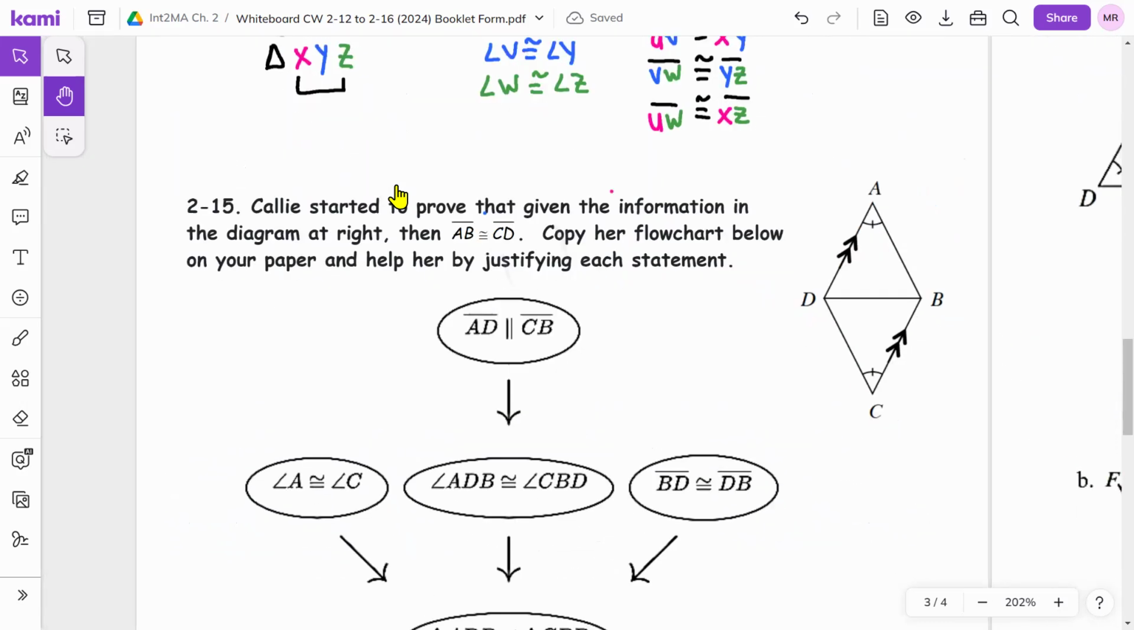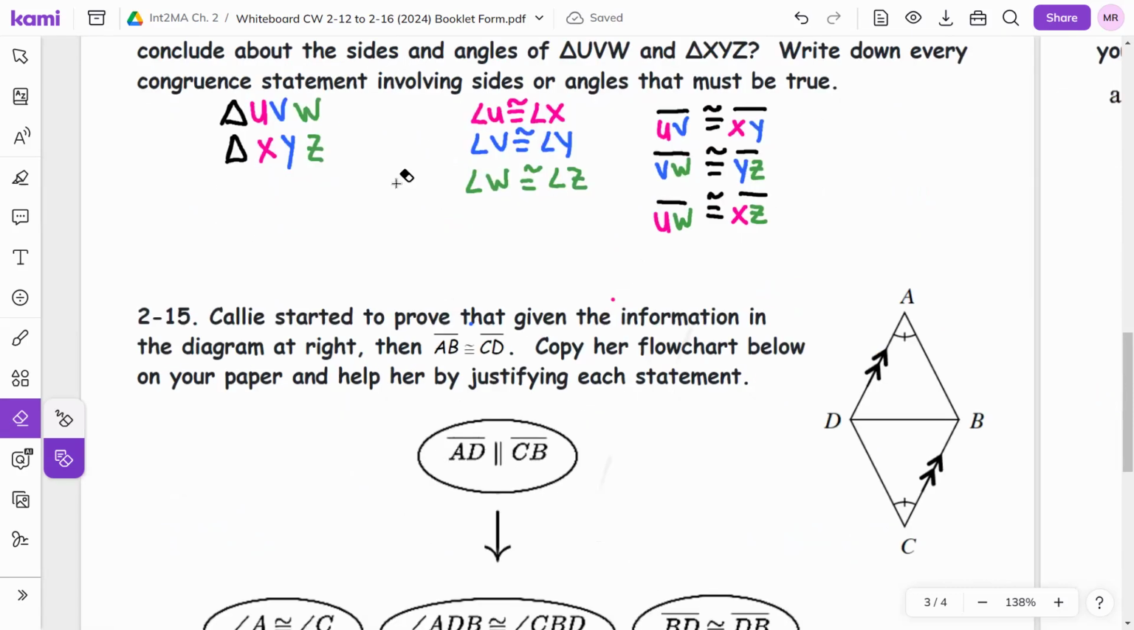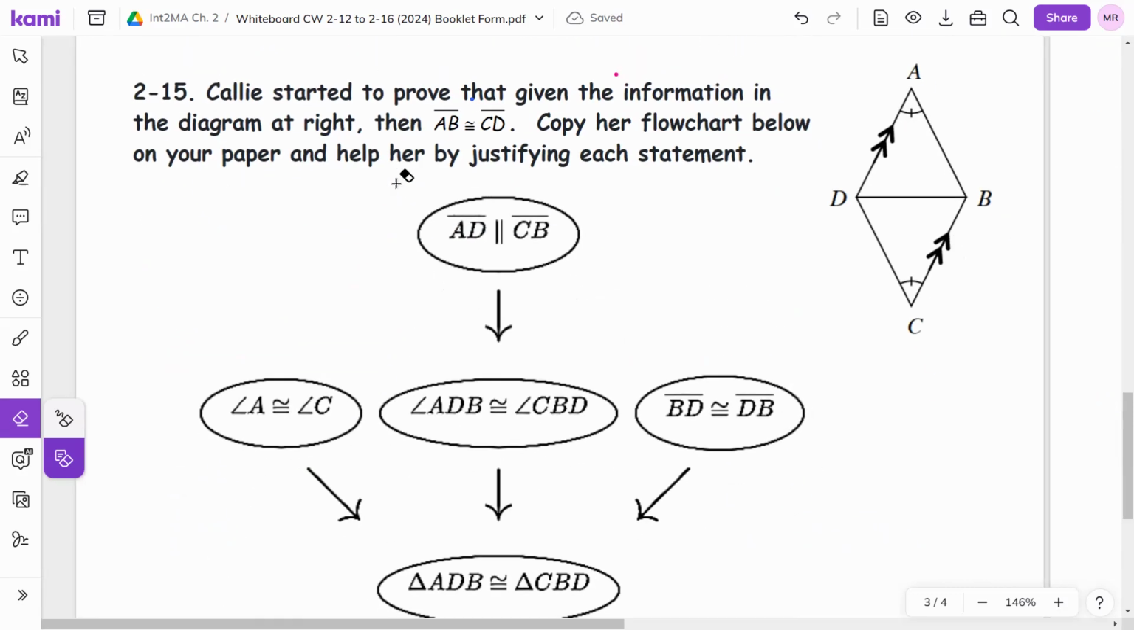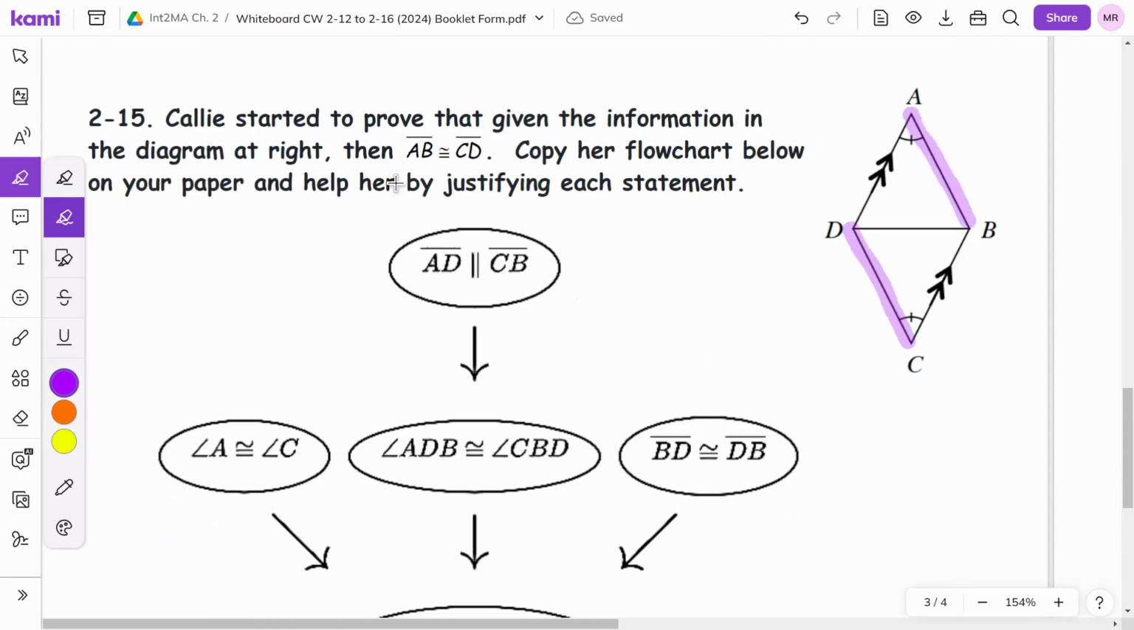So on number 15, they have a proof partially done for us, but we need to come up with the reasons. So they gave us this quadrilateral with some markings in it. And what they want us to prove, I'm going to highlight what they want us to prove. I'm not saying that these are congruent. This is what we're trying to prove. We want to prove that this is congruent to this. That's not something we know. That's what we're trying to prove.